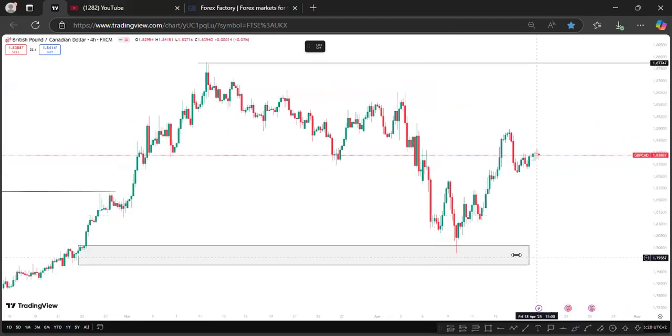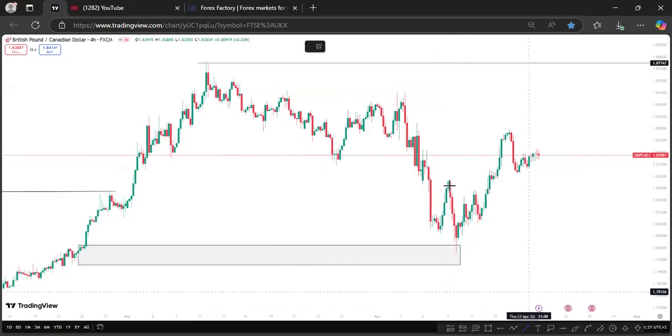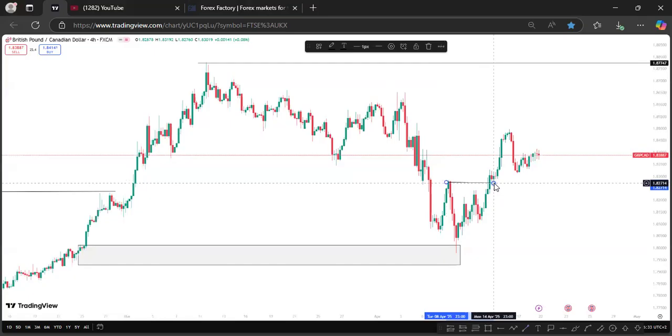Let me just shift it there. Now, when price got into it, what happened? It pushed to the upside, and the push was able to give us a shift in market structure, right? Price was able to give us a shift in market structure. So a lot of people are still going to be looking to sell GBP card.